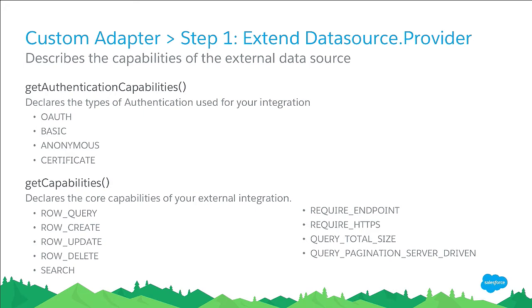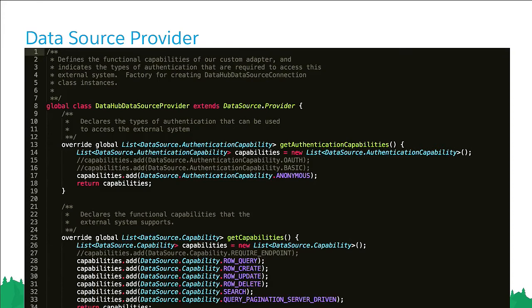OK, so let's dive into a bit of code for this data source provider. This is actually some code from Salesforce. This basically does a loop back into Salesforce and queries Salesforce again. But you can see here, I've extended the data source provider in a global class. It could be public as well if you wanted. And I basically override the get authentication capabilities. This is where I say what it supports, and I'm just saying anonymous because I'm looping back into Salesforce. I'm just using the user's execution permissions. So that is all good. And then you just return capabilities.